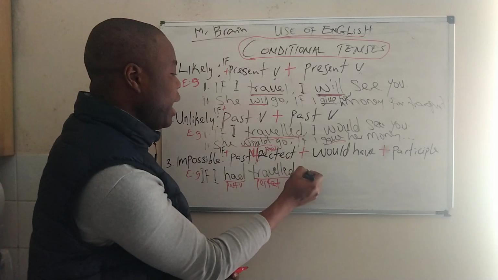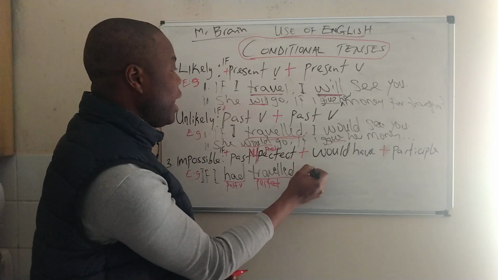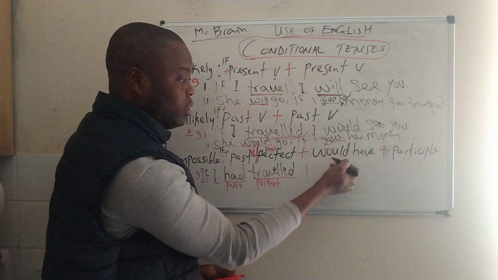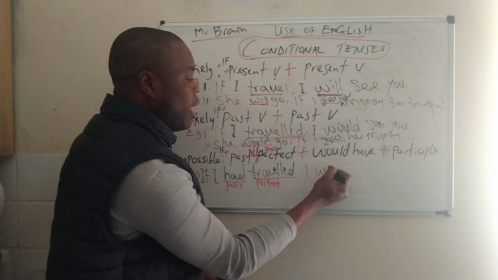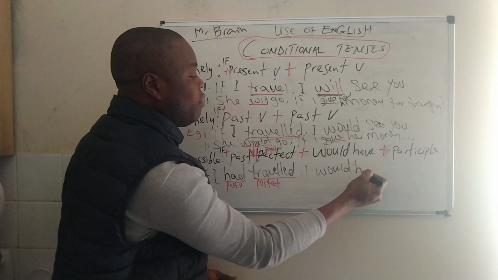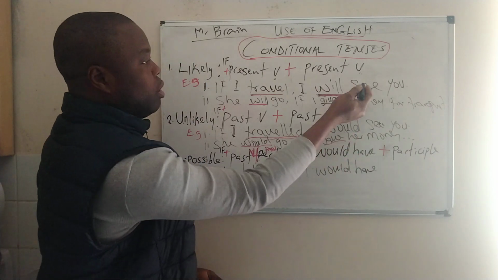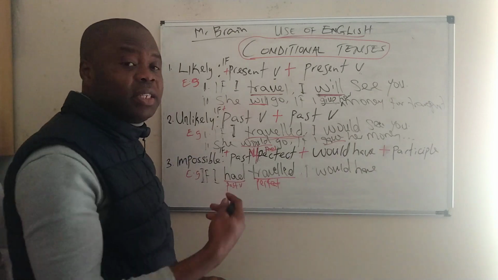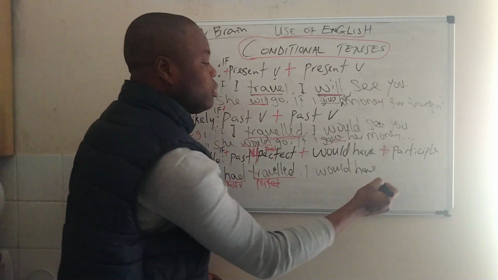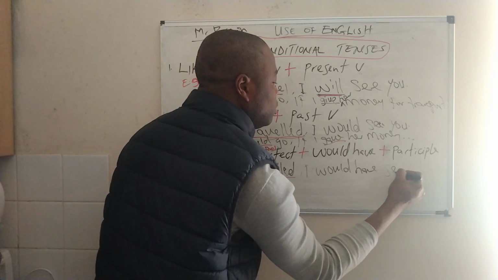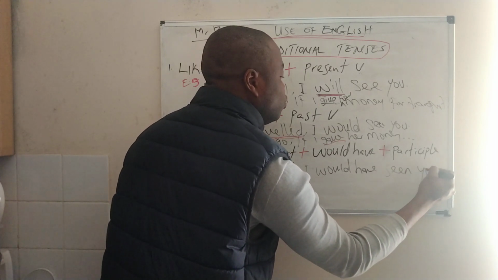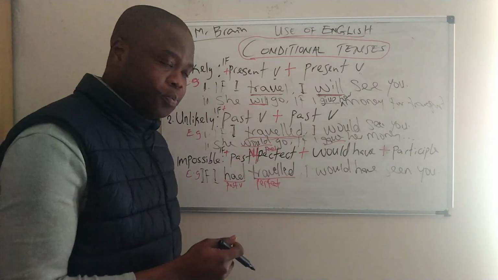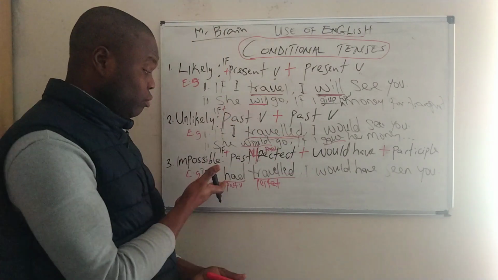Now, if I had traveled, now changing this: I would. Right. We're gonna have this now. Would have. I would have. Not gonna do it to this side. It's going to be participle. Participle of see is what? Seen. So okay, I would have seen you. Thank you. I would have seen you. Let me ask you this question. Did I travel? No.